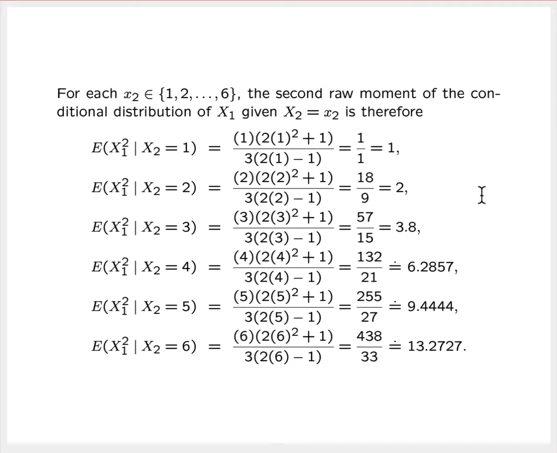And so then we can use that formula to calculate the second raw moments of the conditional distribution of x1 given x2, and we get the values here. The expected value of x1 squared, given that x2 is equal to 1, is equal to 1. The expected value of x1 squared, given that x2 is equal to 2, is 18 over 9, or 2, and so forth. We have both a fractional representation, which is exact, and then a decimal approximation, out to 4 decimal places when necessary.